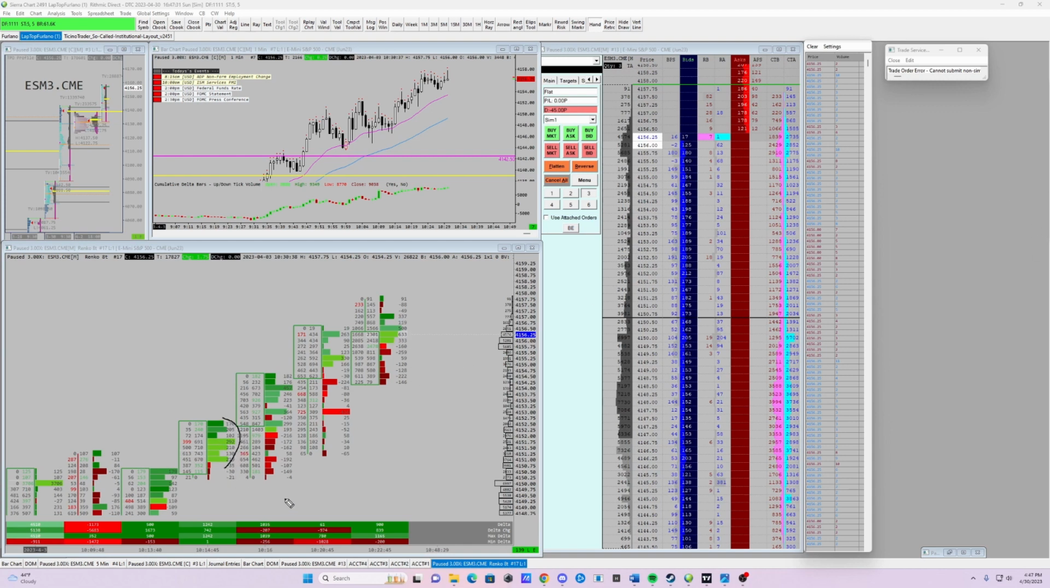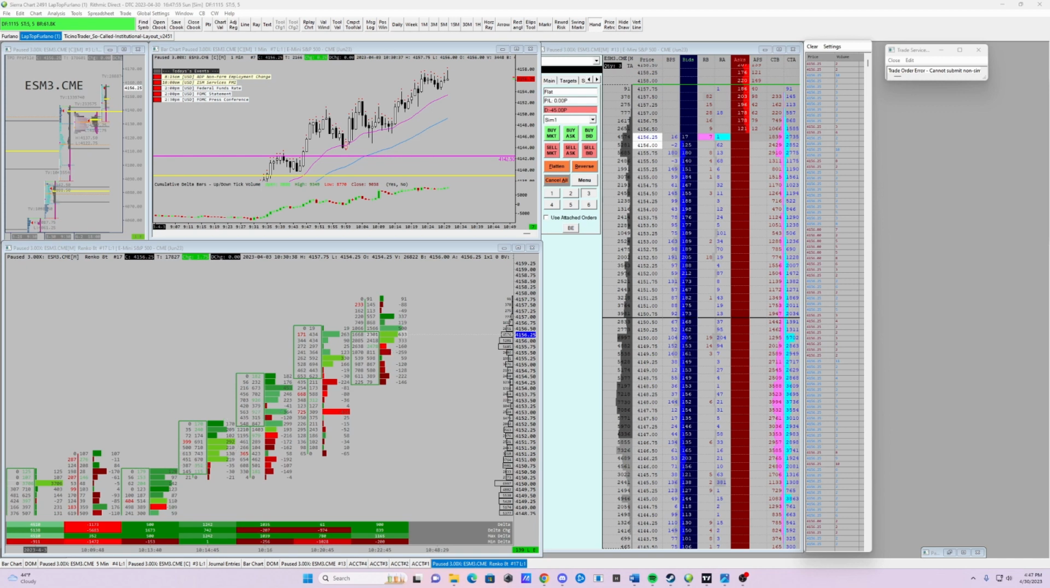Look at this block right here. Once we push above this block, what happens? Buyers are willing to bid higher and aggressively hit the offer higher. Once we push above this block, what happens? It doesn't look like buyers are willing to aggressively hit the offer. When we push above this block, what happens? Buyers are willing to aggressively hit the offer.